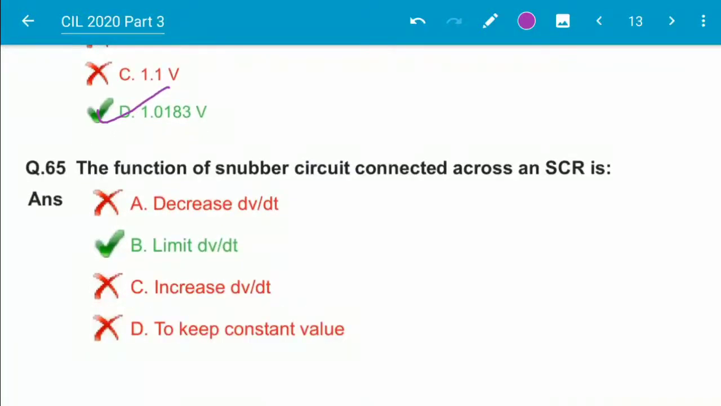Question number 65. The function of a Snubber circuit connected across an SCR is: this is a Snubber circuit, generally used for dV by dt limiting, and in this a capacitor C and a resistor R are generally used.